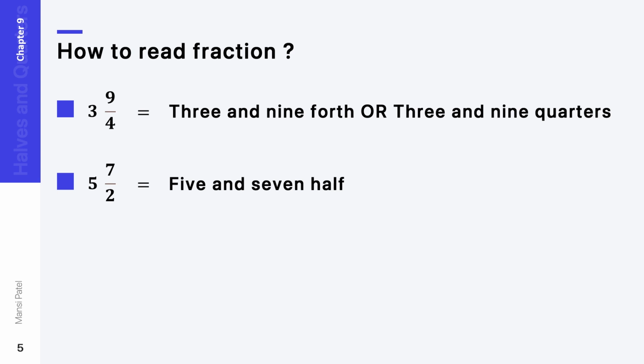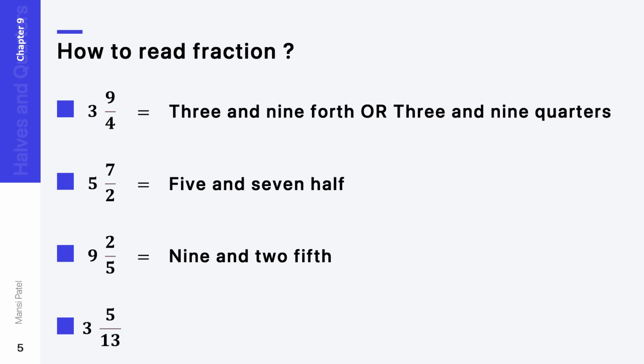In the denominator, if 2 is given, then it is known as half. Then 9 integer 2/5. So 9 and 2/5. So here 9 is known as the whole number. Then the next one, 3 integer 5/13. So first you have to read 3, 3 and the numerator is 5, so 5/13.